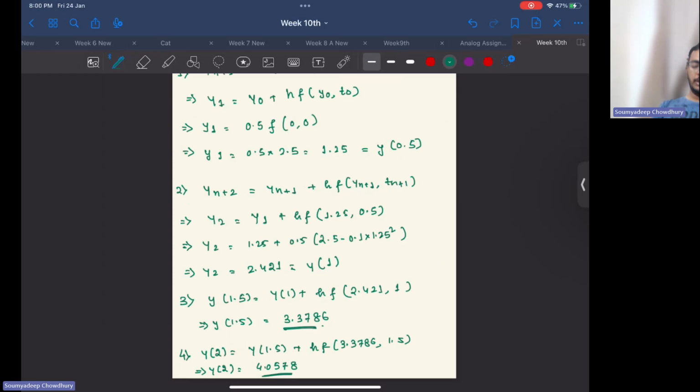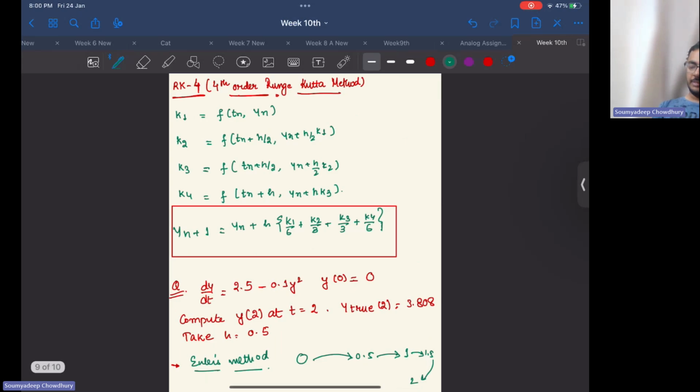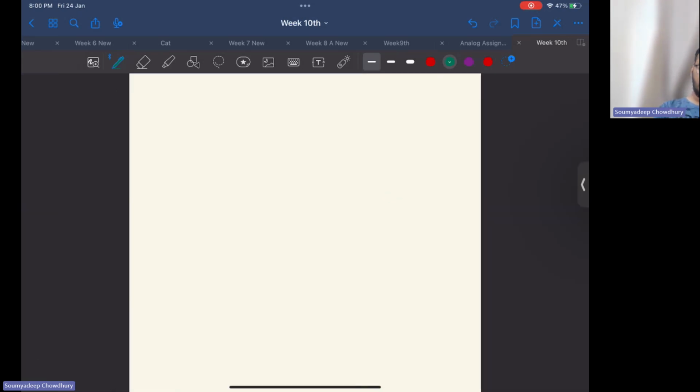So y of 2 you get as 4.0578. This was y of 1. Now your true value was given as 3.8. So now you can find out the error: mod of 3.8 minus 4.0578. So this error will be approximately, just a second, I'll calculate the error and I'll tell you.